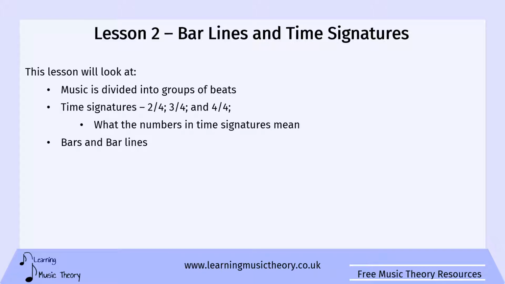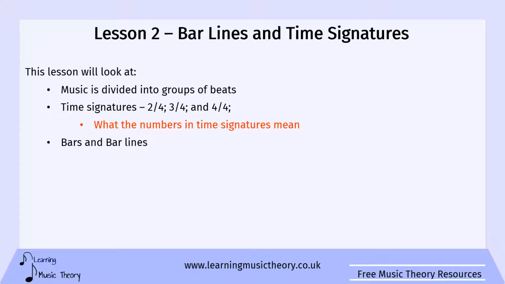So we've got a few things we are going to cover this lesson. First of all, we will talk about how music is divided into groups of beats. We will then look at the time signatures which are used to label these groups of beats. And for grade 1, you need to know the time signatures 2/4, 3/4 and 4/4. So we're going to focus exclusively on them.